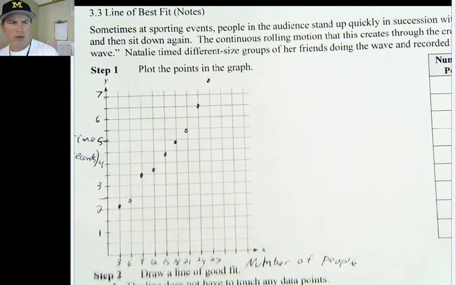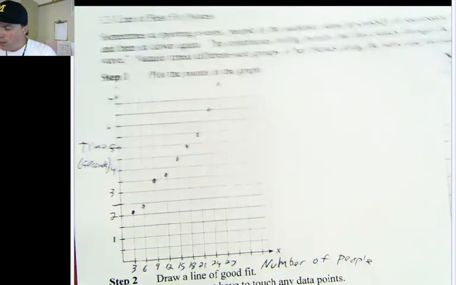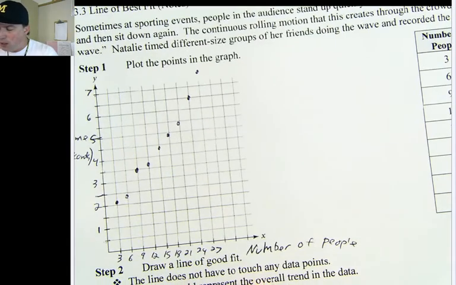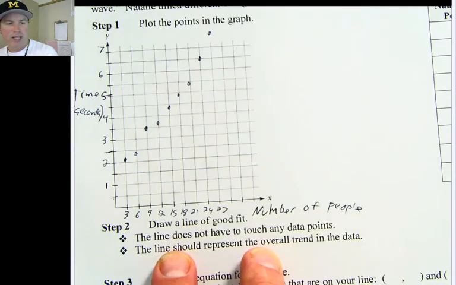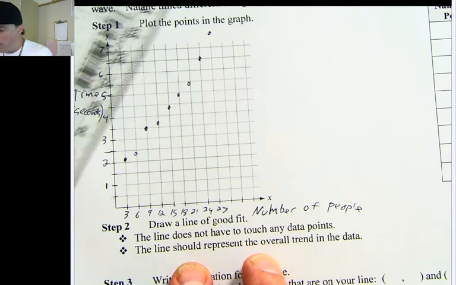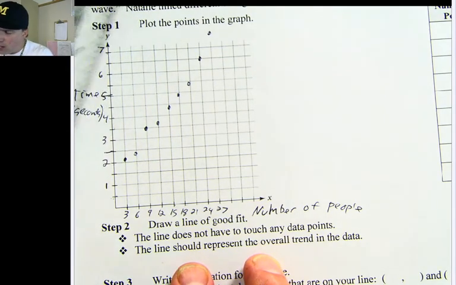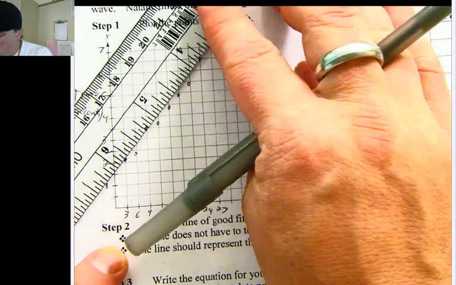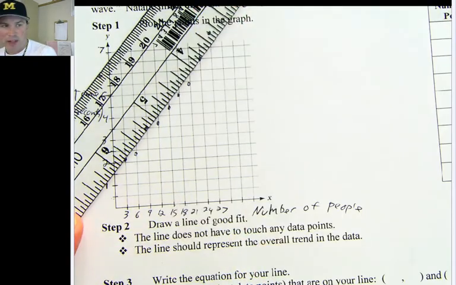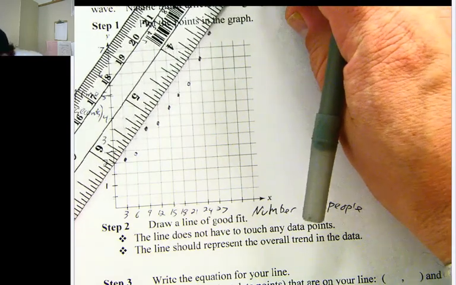We usually don't say good fit, we usually say best fit. And a line of best fit, a couple pointers: it doesn't have to touch any of the data points, but it should represent the overall trend of the data. I always tell people, try to make sure that you have the same number of dots above and below the line, and that it also follows the trend.